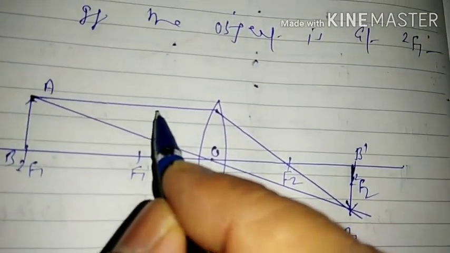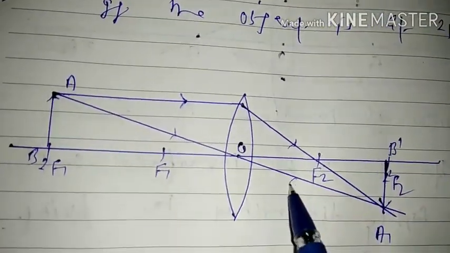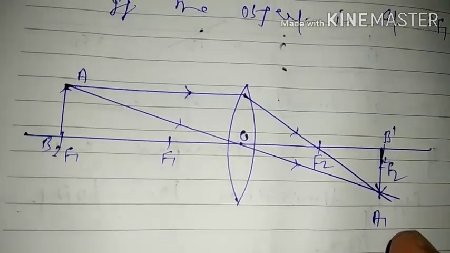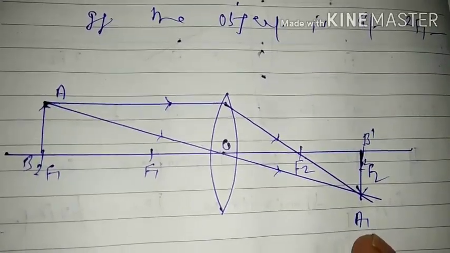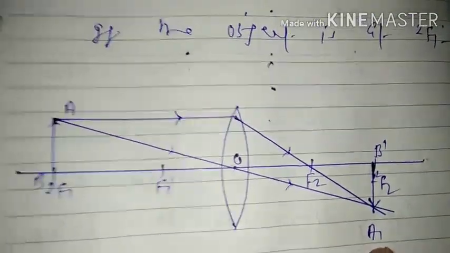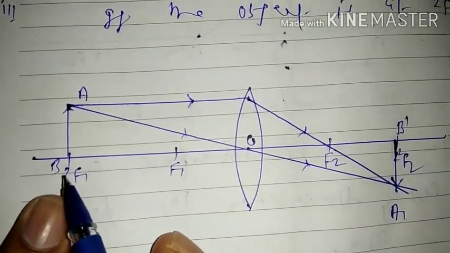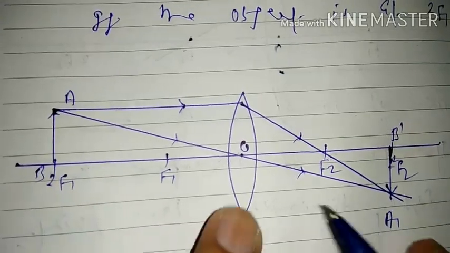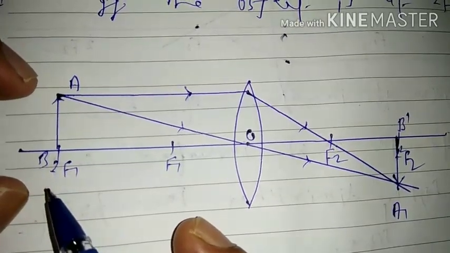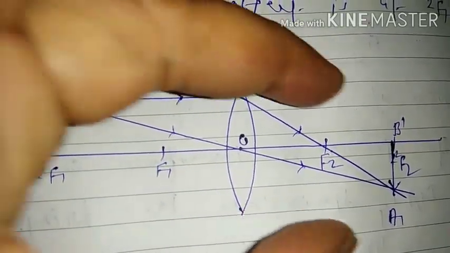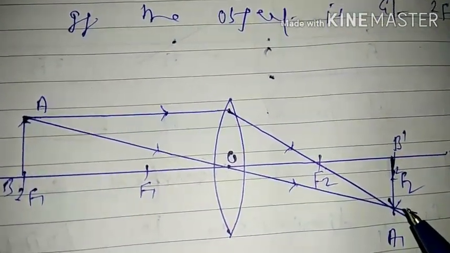This is very important from the point of view of our numerical problem. If you want to solve numericals correctly, then the concept of ray diagram must be clear to you. Suppose in this situation, what is the position of the object? Object is at 2f1. Then what is the position of the image? Image is at 2f2. What is the size of the object and image? The size of object is same as the image. And what is nature? It is real and inverted.